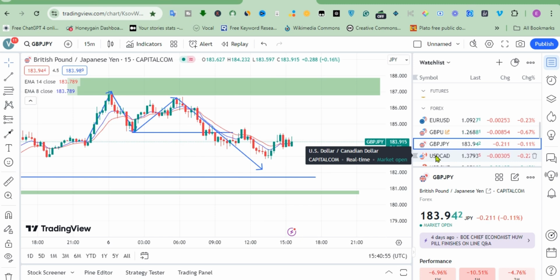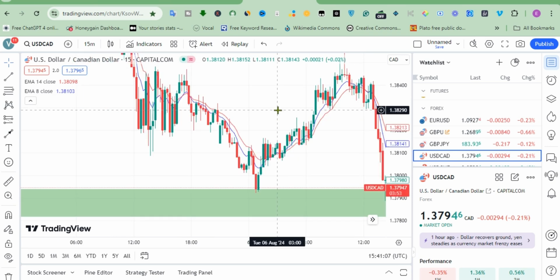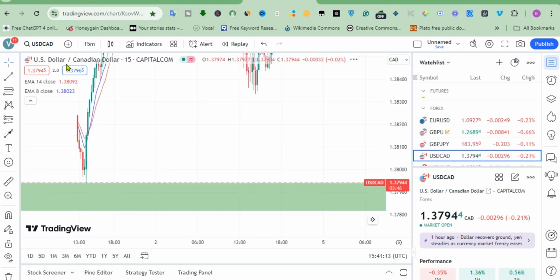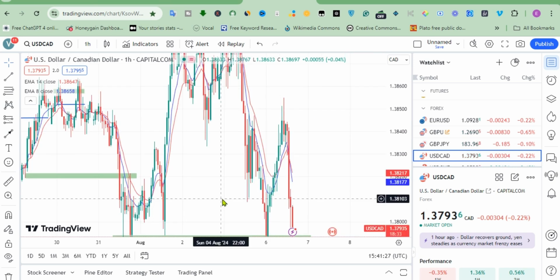So let's check the next one, USD against Canadian dollar. Okay, you can see I've drawn this line before. Let me check 1 hour. I think I drew it in 1 hour. Okay, that's good. Look at what happened here in the 1 hour time frame.